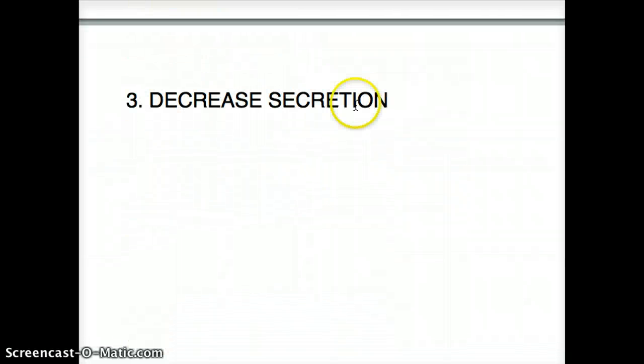All right, so the third type is the one that causes decreased secretion. For decreased secretion there are two types. One is the beta blockers.